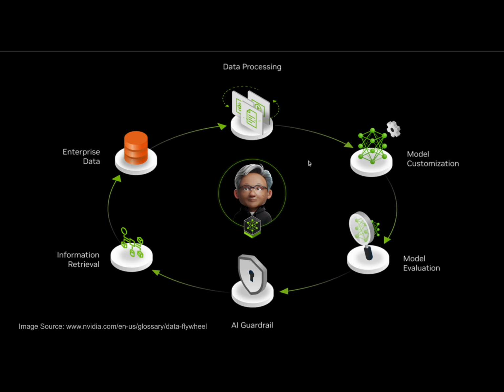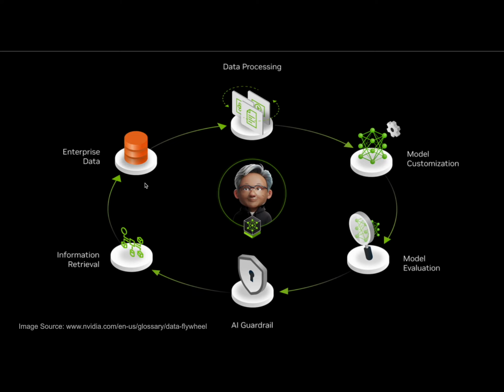This diagram shows a continuous data flywheel, the engine behind building and running strong AI agents. At the center is the reasoning power of a large language model, which in our case is served by the NVIDIA NIM. The LLM connects with different microservices in a loop that keeps improving the system.